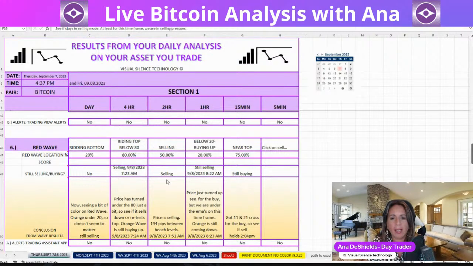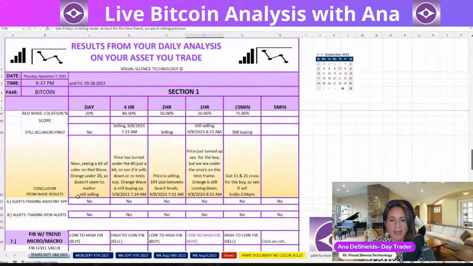Okay. So the 2-hour is selling. The 1-hour is buying up. So the higher time frames are selling, overbought, and the lower time frames are turned up and buying up. So the 15-minute at that time was at the top. So that was this morning. So we'll see where price is at now.